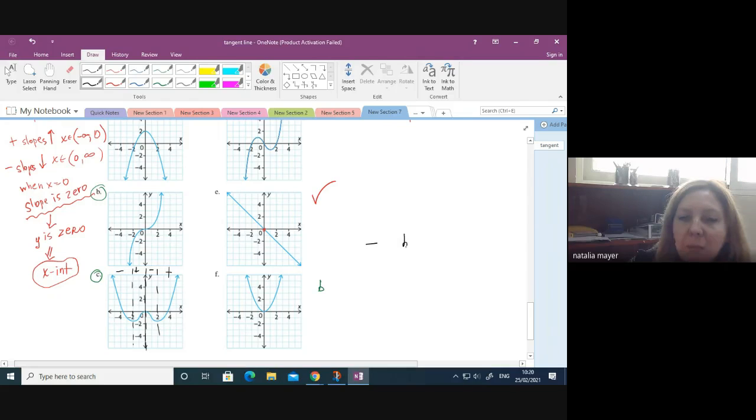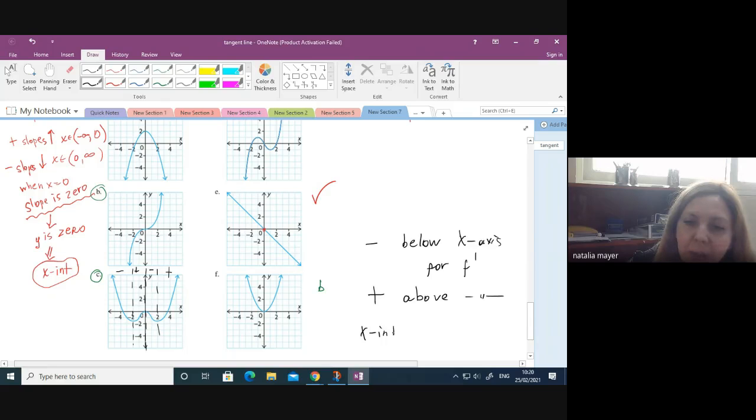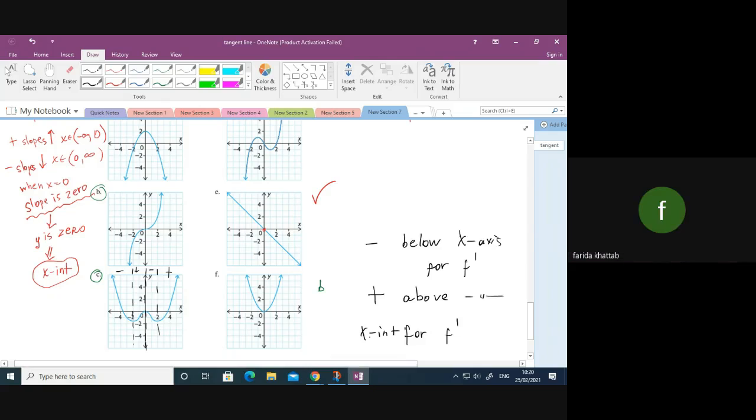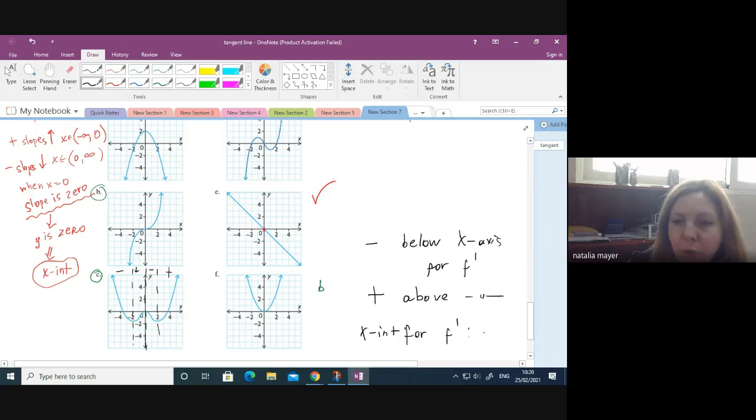Negative slope means below x-axis for f prime, right? And positive means above. So this is the first important piece of information. And the second one is x-intercepts. So the x-intercepts, Farida, for f prime, are at -2, 0, and 2.